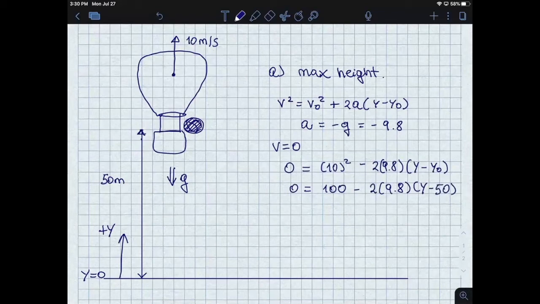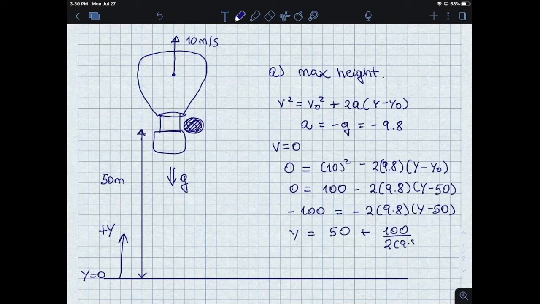If you solve for y, you get 55.10 meters. What this means is that the ball will actually go up and then it will go down. The ball starting from 50 will go up by 5.10 meters.